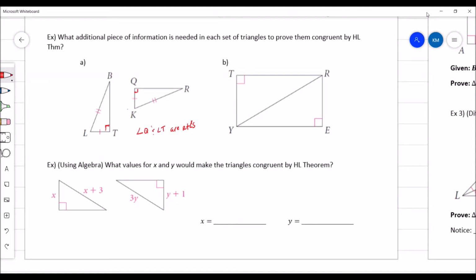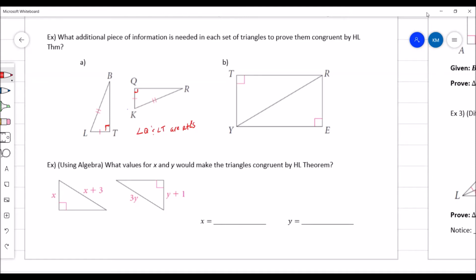I guess we could also know that angle R and angle B are right angles, but they don't seem to be. So both of those are examples. Either Q and T are right angles, or angle R and angle B are right angles, and that way we could use the HL theorem.